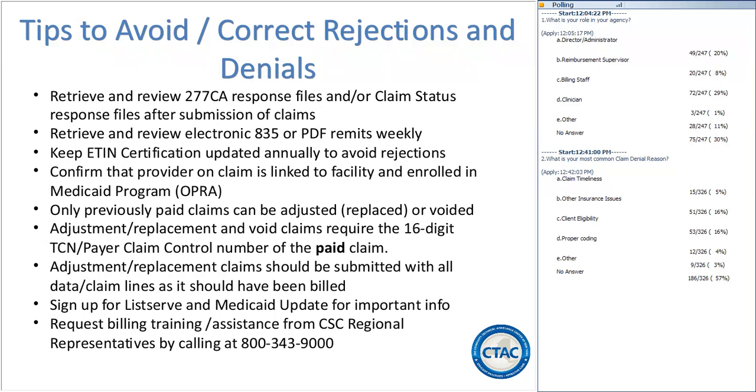Only previously paid claims can be adjusted or replaced or voided, and adjustments and replacements and voided claims require the 16-digit TCN of the paid claim. And they should be submitted with all of the date and claim lines, just as it should have been billed. That's key. Don't leave things off because you already were paid for them. Send us the claim, if you're doing an adjustment, the way it should have been billed.